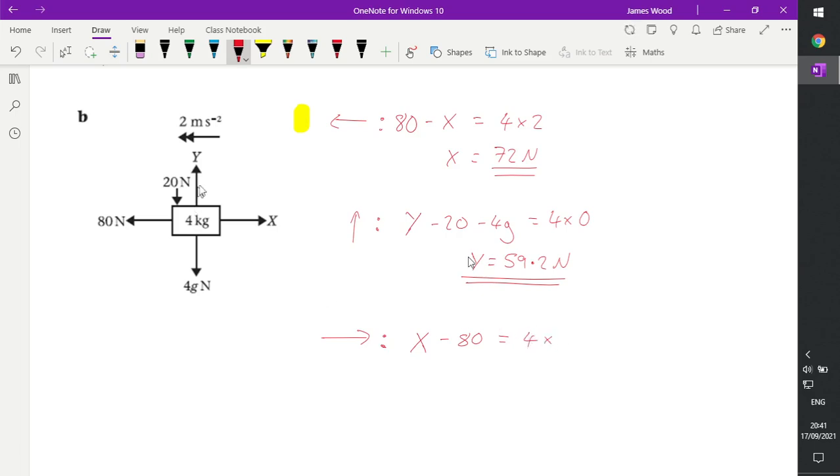Now the acceleration, because it's accelerating left at 2 meters per second squared, and I'm considering things to the right, I would consider that acceleration to be minus 2 because of the directions. And then I would still get x equals 72 newtons. So it works either way around, as long as you manage your signs correctly.